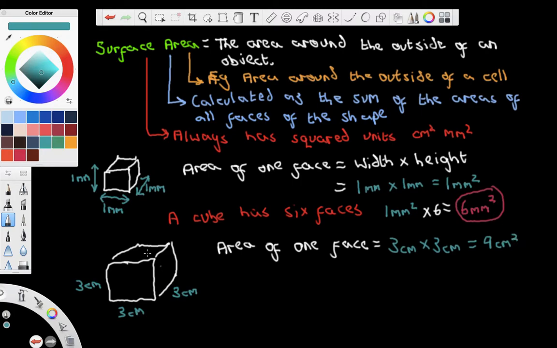Remember a cube has 6 faces, so you would then do 9 centimetres cubed times 6 to give you an answer of 54 centimetres cubed. So squared even, not cubed. 54 centimetres squared.